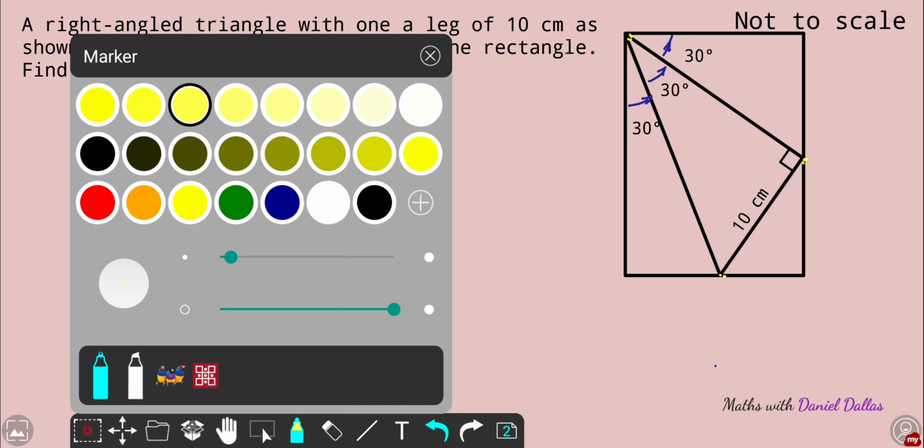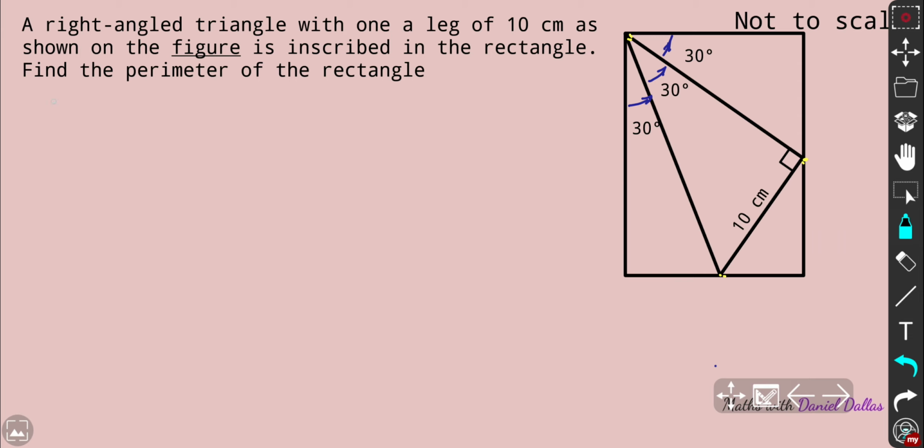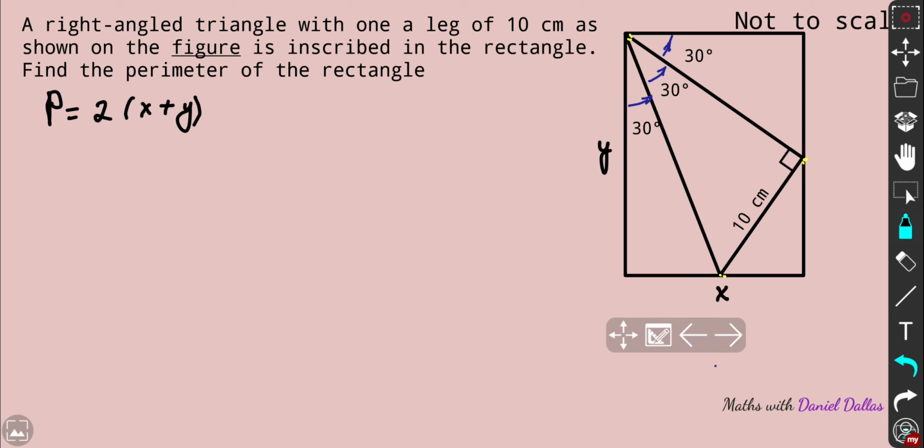So how to find the perimeter? Let's go straight to the point, and first we write the formula for the perimeter. We need to know the sides. So let's set up y for the vertical side and x for the horizontal side of the rectangle, as I draw here. The formula for the perimeter is the sum of the sides, and you just double that. So first of all, we need to find x and y. In which way are we going to do this?